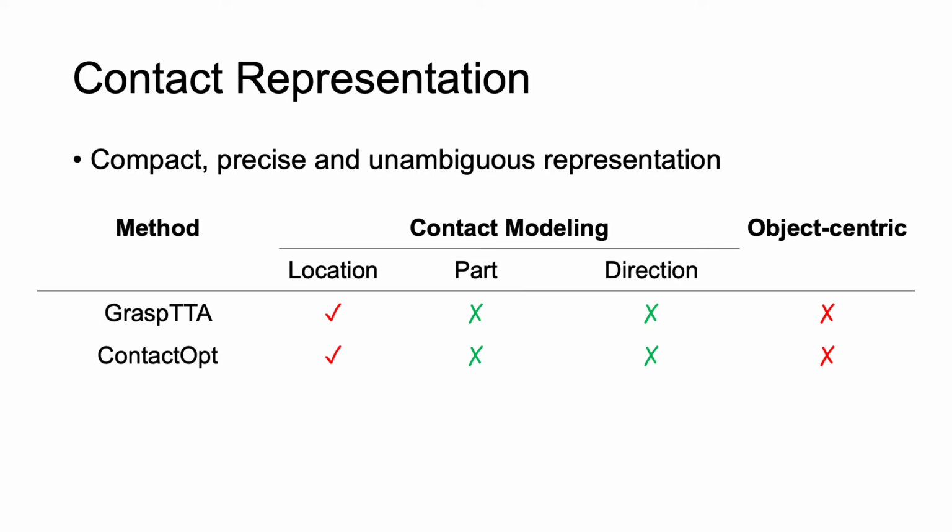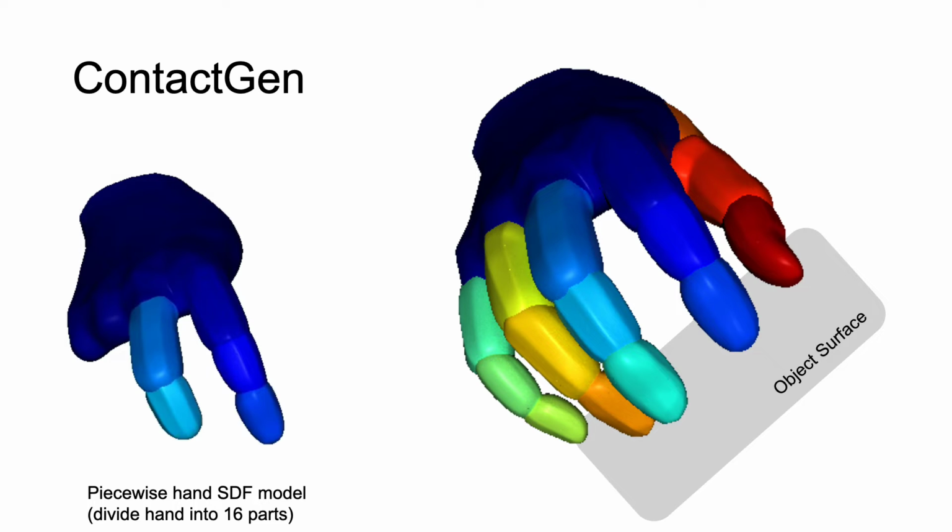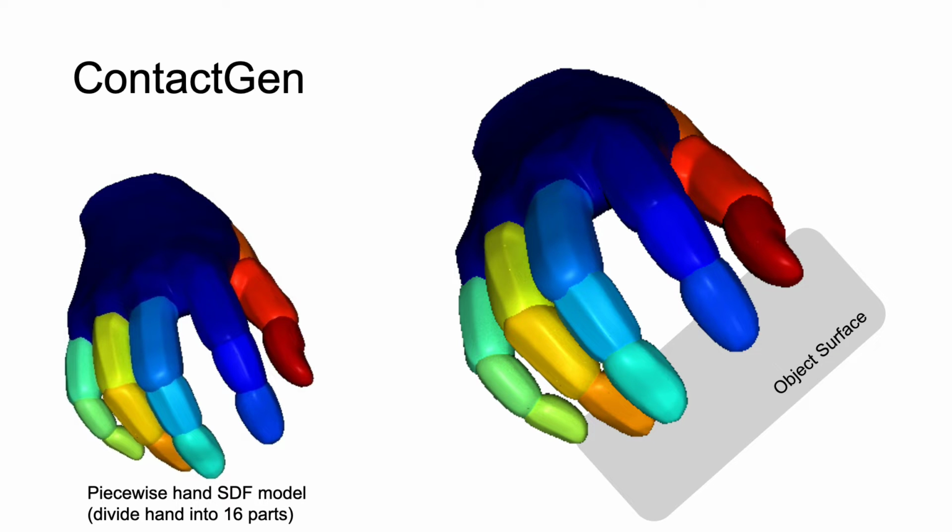We first introduce our novel contact representation named ContactGen. It provides a comprehensive, object-centric representation of contact by jointly modeling contact location, hand part, and touching direction. The representation does not require any input from the hand, and also significantly expands the contact map, offering an unambiguous representation for hand-object interaction. While existing works are insufficient to recover the full hand information from contact alone, we partition the hand into 16 parts via a piecewise hand SDF model converted from the MANO parametric model.